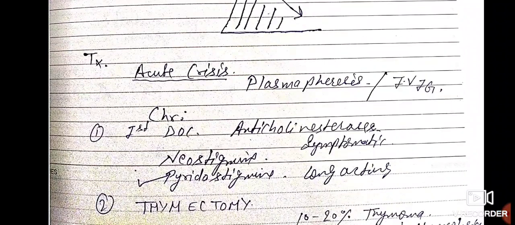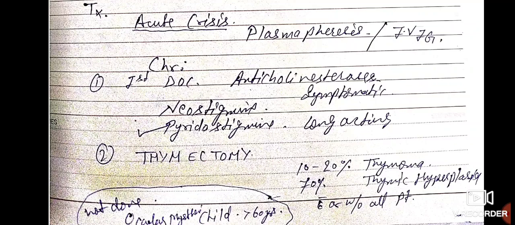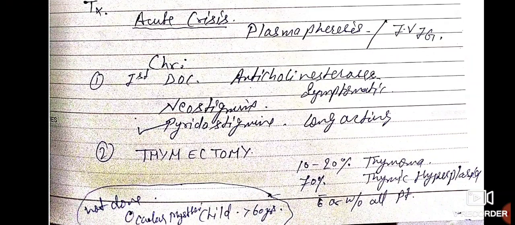In case of acute crisis, treatment is by plasmapheresis or IV immunoglobulin G. In chronic cases, the first drug of choice is an anticholinesterase like neostigmine and pyridostigmine. We use pyridostigmine because it is long acting.